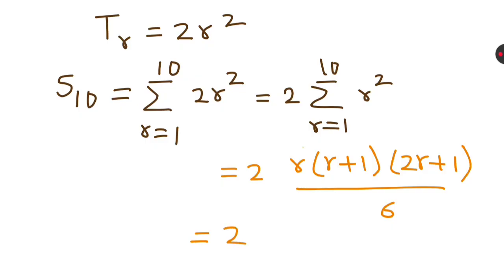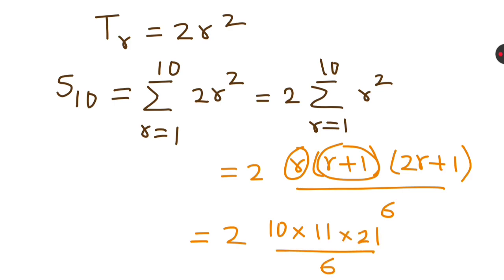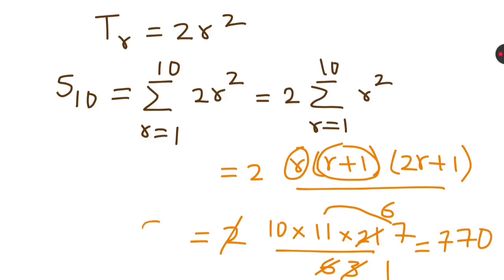So 2 times, what is the r value? 10. If r value is 10, then r plus 1 is 11, then 2r plus 1 is 21, over 6. You have to cancel all this. 2 ones are 2, 3 threes are... 3 ones are 3, 7 threes are 21... 7 elevens are 77. 77 times 10 is 770. So finally the value of S10 is 770.